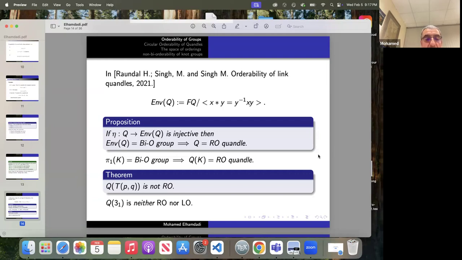They also proved that the fundamental quandle of the torus knot T(p,q) is not right orderable. For the trefoil, the fundamental quandle is neither right orderable nor left orderable.